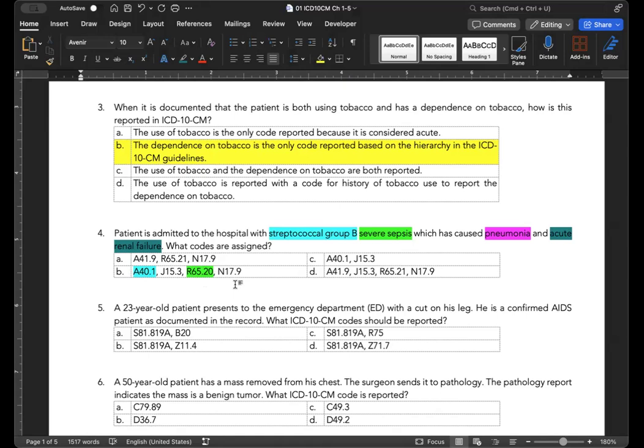Yeah. When you have severe sepsis, you're always going to look at the organism under sepsis again, then? Yep. Sort of? Yep. Okay. Yep.